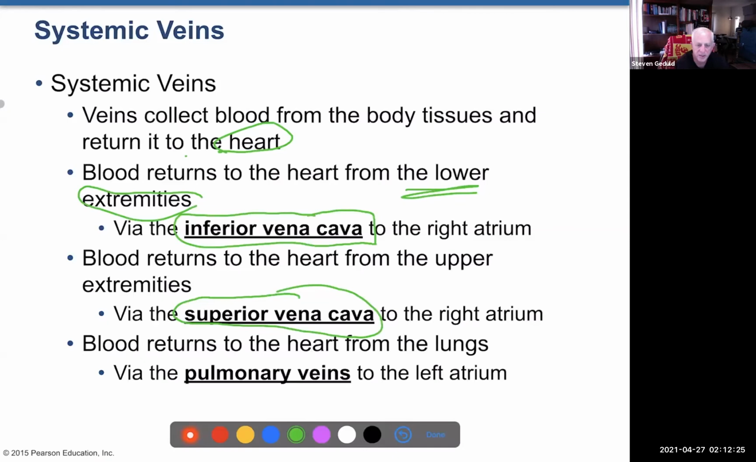There'll be a question on your test. It says true or false: the superior vena cava drains into the right atrium, and the inferior vena cava drains into the left atrium. False. The superior vena cava and the inferior vena cava both drain into the right atrium, along with the coronary sinus. Those three veins drain into the right atrium.